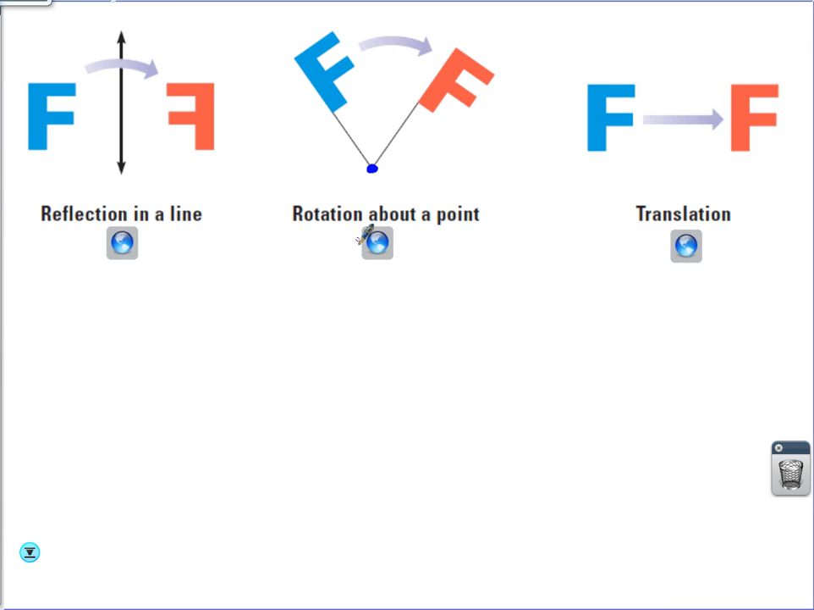So you've got a reflection is a flip. You want to write this. A flip, a rotation is a spin, and a translation is a slide. Something else to point out.